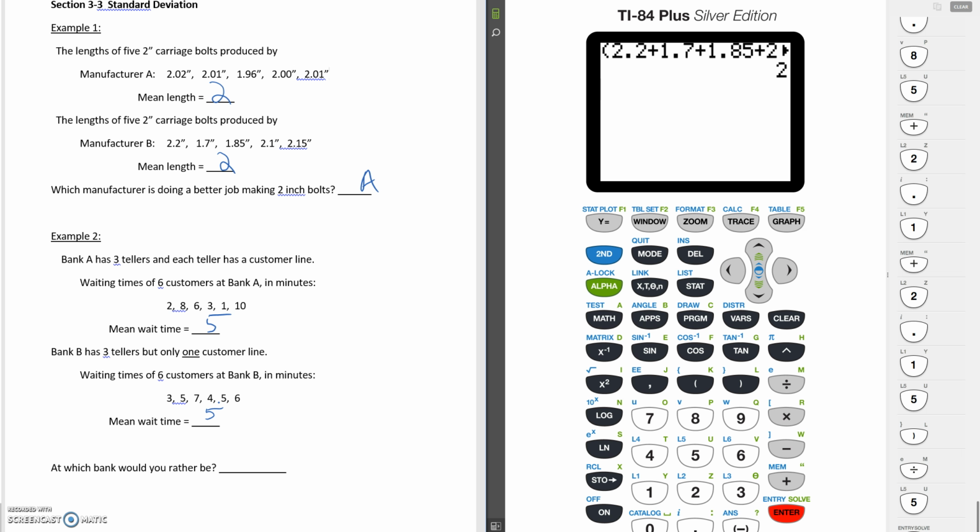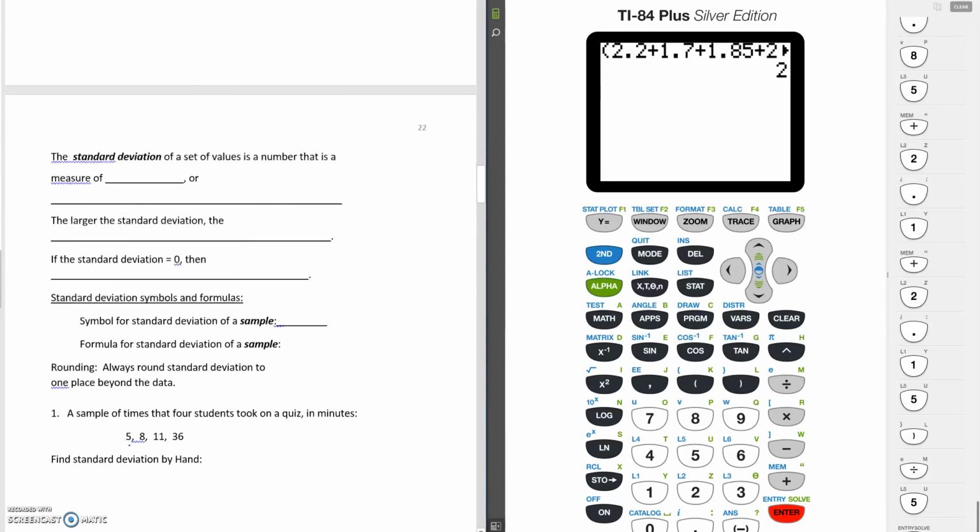Some people might choose bank A because there's that chance that you'd only have to wait 1 or 2 minutes. But there's also the chance that you'd have to wait 8 or 10 minutes, more than the average. Whereas if you wanted to know exactly how fast you're going to get in, going to bank B it's much more consistent. There, no one had to wait more than 2 minutes over that average of 5. So here, it's important to know that not only does the average or the mean matter, but how far things are from the mean, how much they vary, also matters.